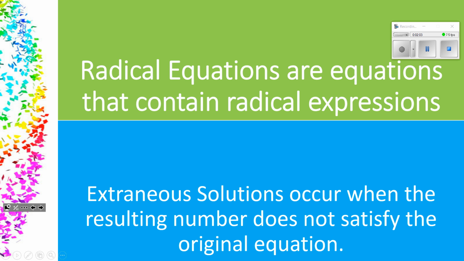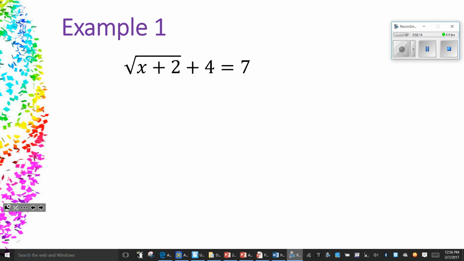To solve radical equations. So, based on what we already know, what do you think our very first step would be here? I don't know that you can add the 2 and 4 together. Why couldn't you add the 2 and 4 together? Because one's under the radical, and one's not.